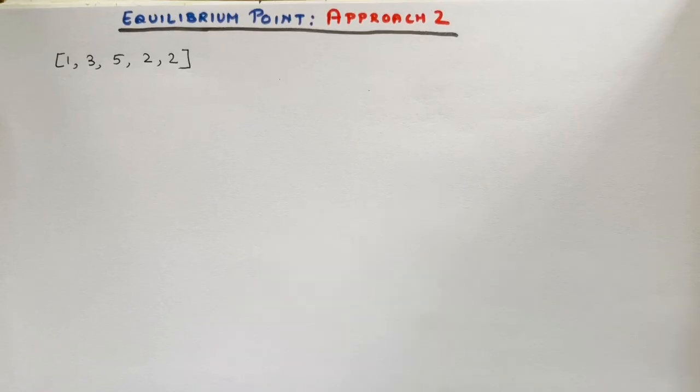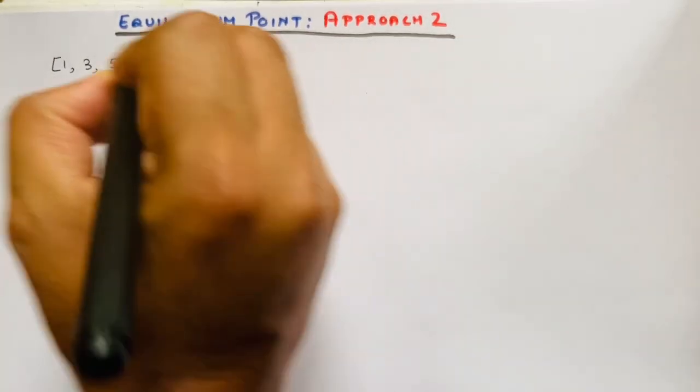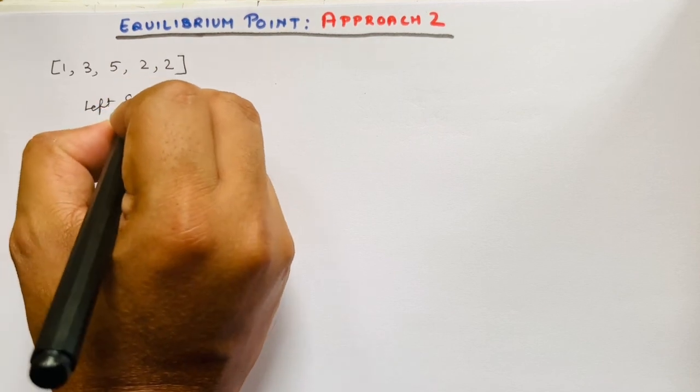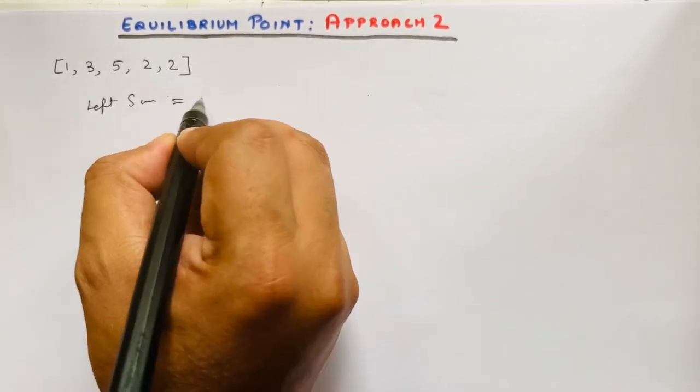Okay, so now we know that simplest approach is definitely inefficient. So how do we think about it? We know one thing for sure. For equilibrium point, left sum should be equal to the right sum.